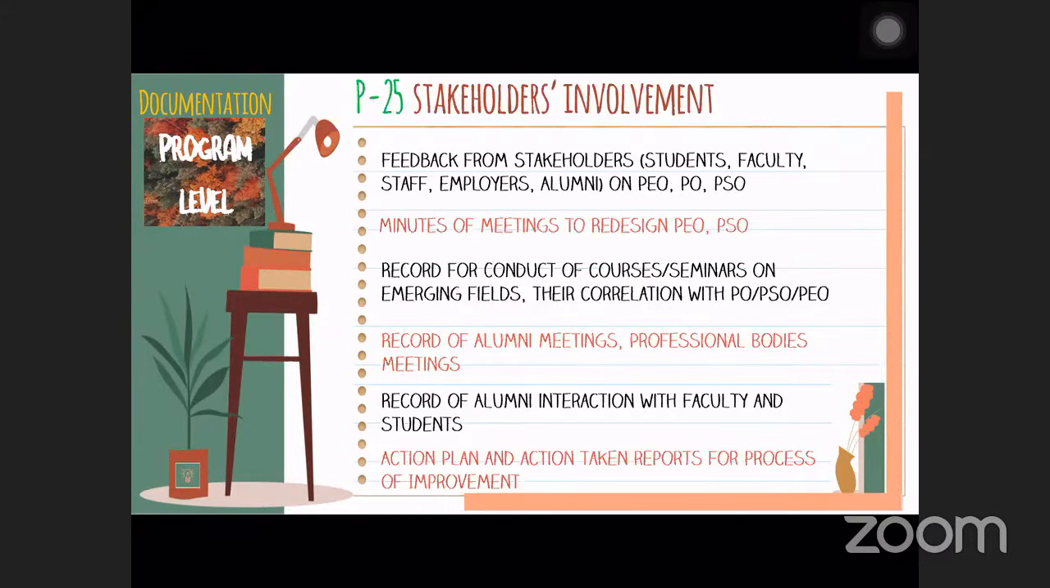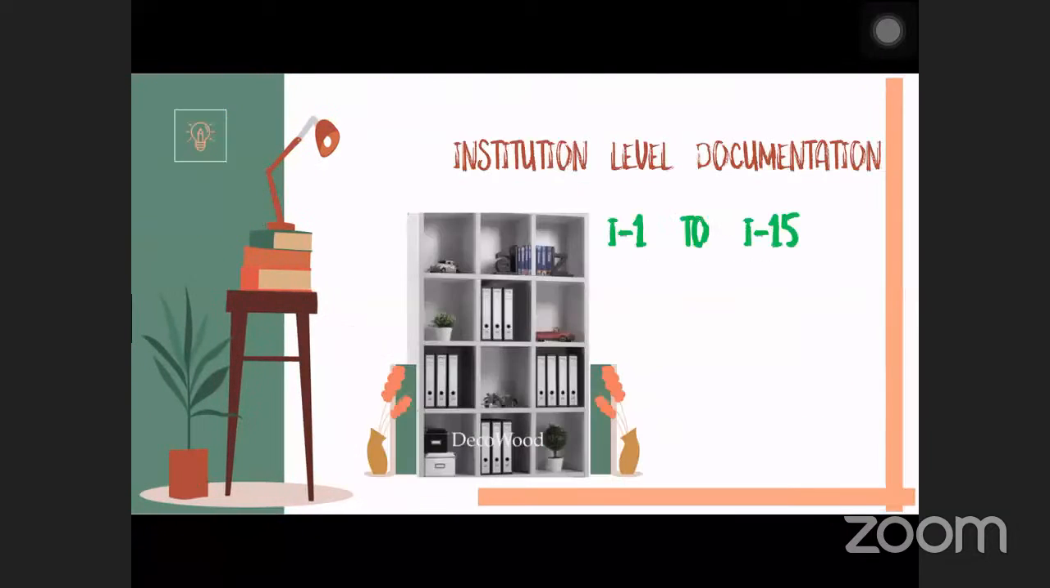So for formation of program educational objectives and the vision and mission of the institution, we have to take the involvement from all the stakeholders. And for that we have to have continuous touch with these stakeholders. So we should conduct the meetings, we should keep the records of all such meetings, and we should keep them as an evidence in this particular file. So this was all about the program level documentation.